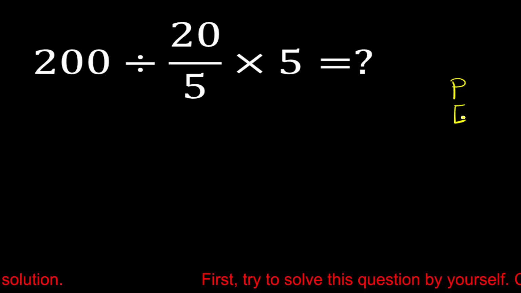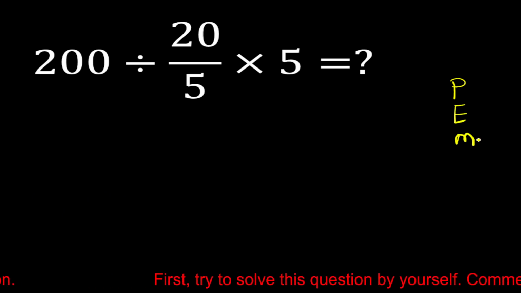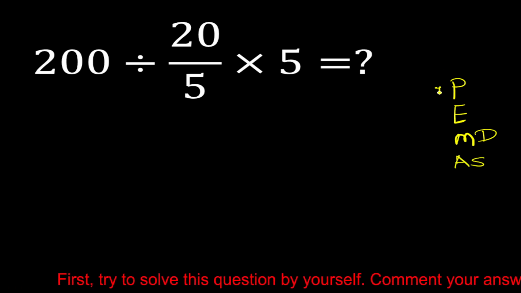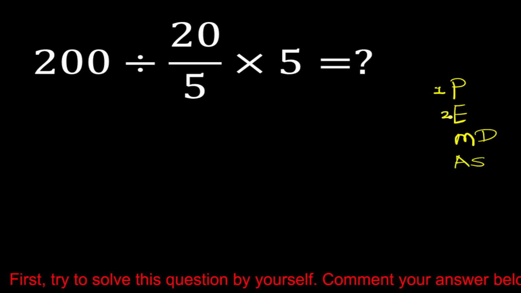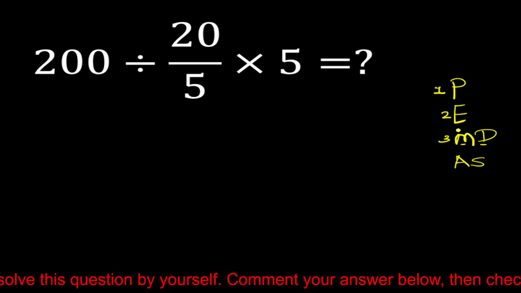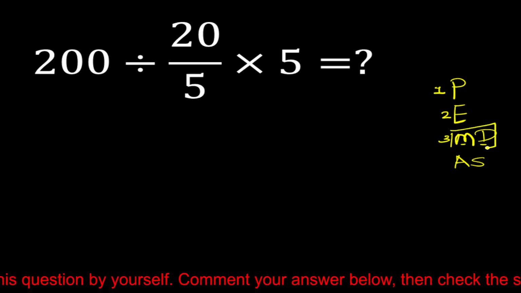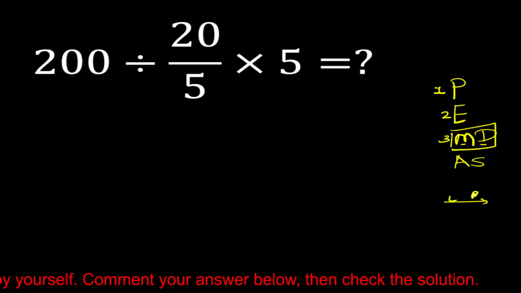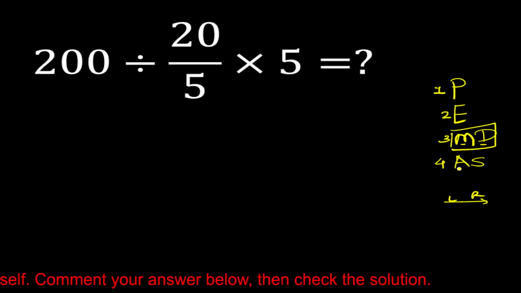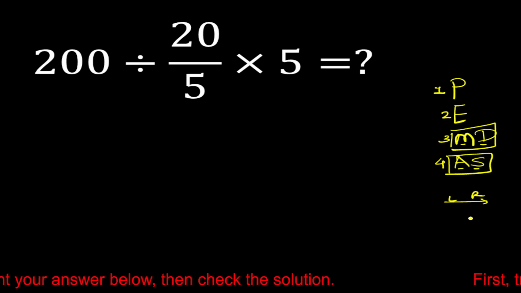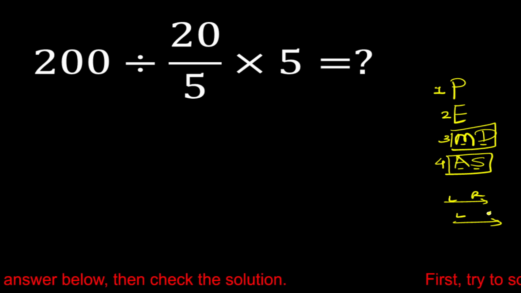PEMDAS, P-E-M-D-A-S. According to PEMDAS, first priority is parenthesis, second priority is exponents, third priority is multiplication and division. Here multiplication and division both have equal priority, so we have to solve it from left to right. Then fourth and last priority is addition and subtraction. Also addition and subtraction both have equal priority, so we have to solve it from left to right.